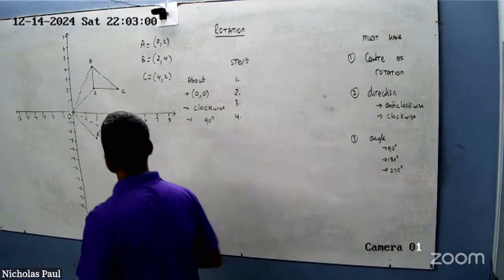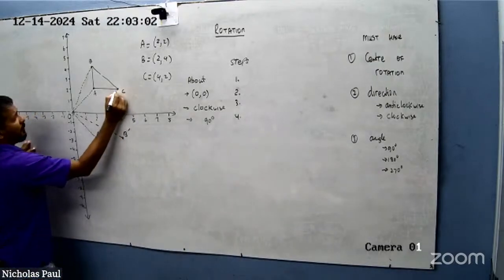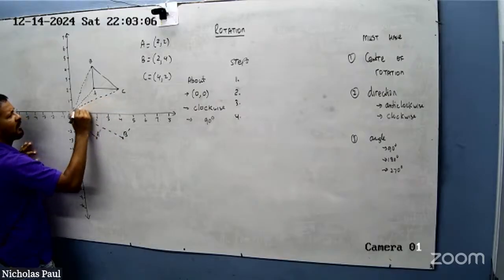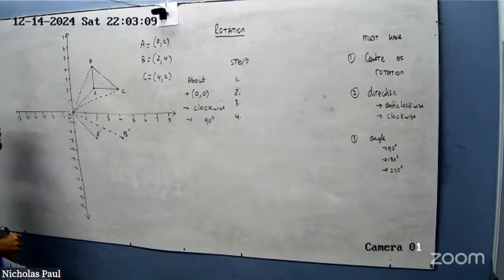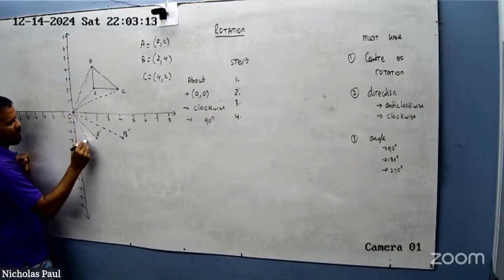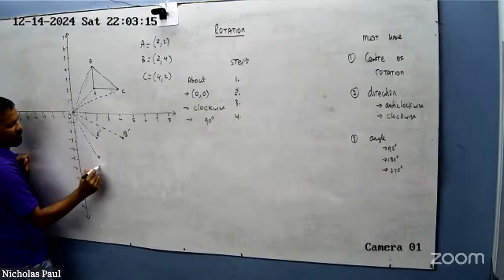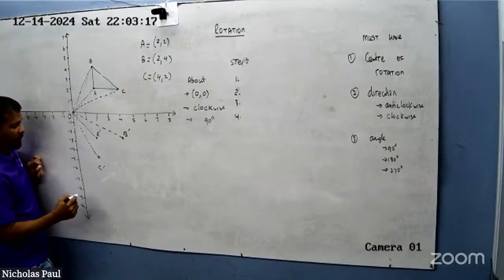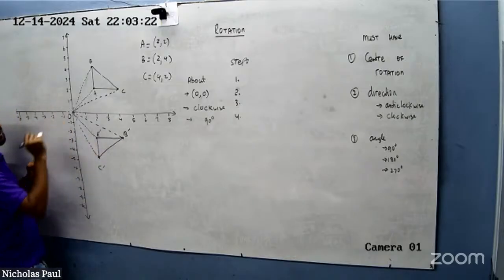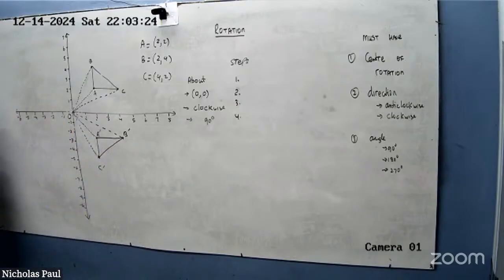Right, last one, C. You draw your line C to O and you measure your 90, and that'll probably come down here. Right? So it probably comes down here, 2, minus 4. So that's the way you rotate 90 degrees clockwise. Which is how you would rotate ABC 90 degrees clockwise.